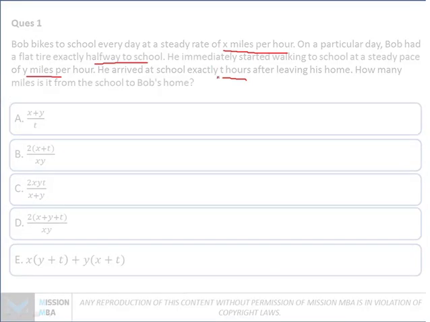We are given multiple things. One is the speed, which is X miles per hour for Bob's bike. Another thing which we know is another speed, and that's Y miles per hour when Bob started walking. And another thing which we know is the time he is taking. The total time he is taking is T hours.